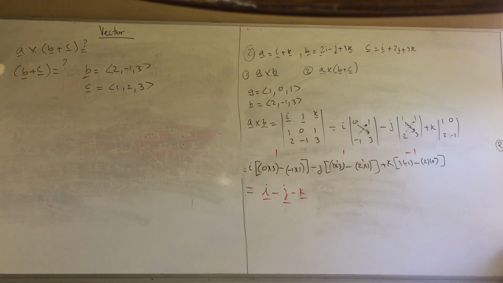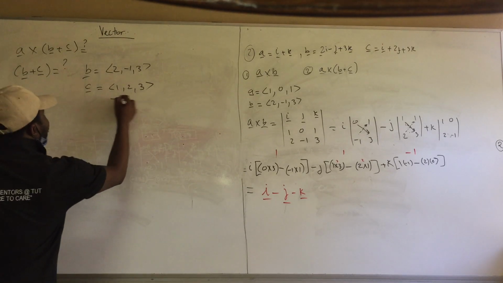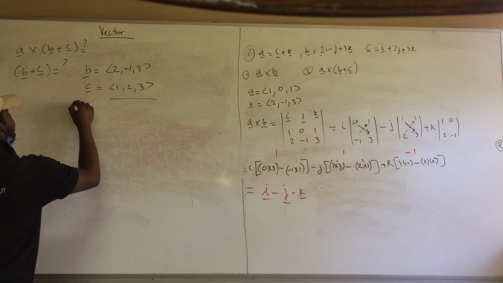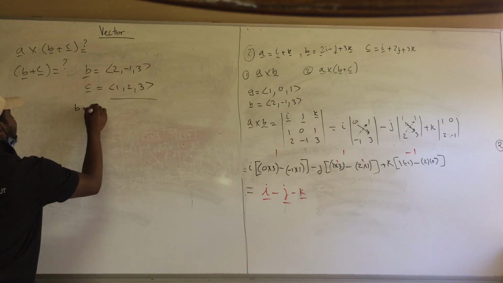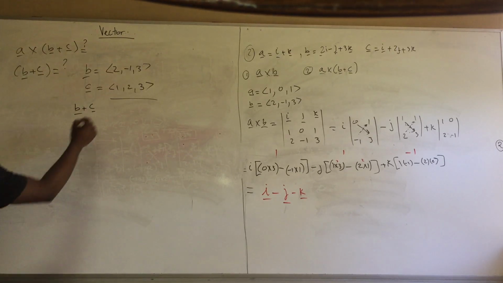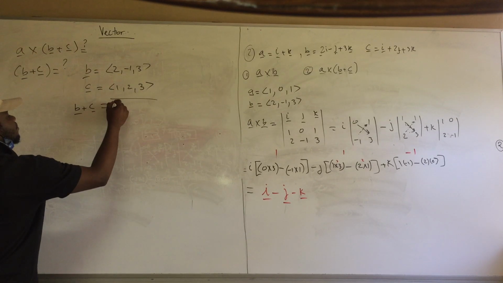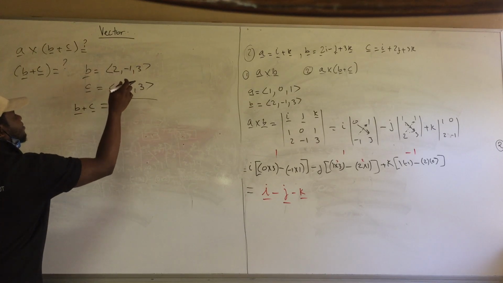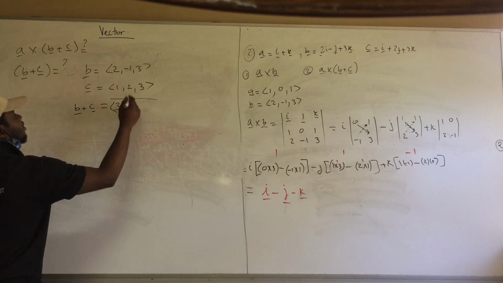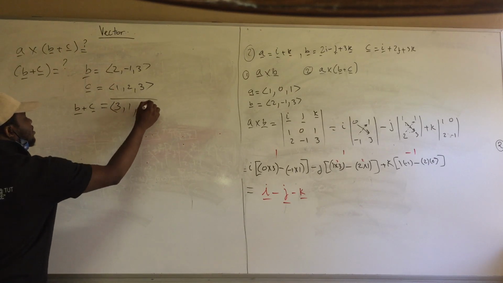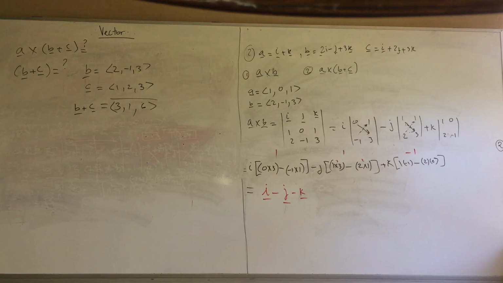Now, they ask you to find vector A cross vector B plus vector C. So I'm going to just add B plus C. Look at how easy it is. 2 plus 1 gives you 3. 1 minus 2 gives you minus 1. 3 plus 3 gives you 6. This is it.